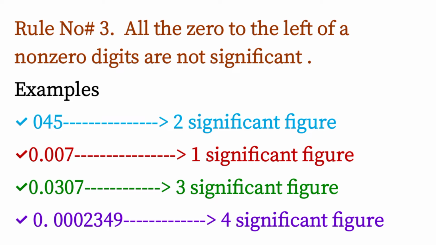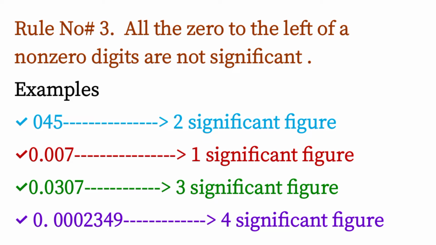Then example number 2, we have got 0.007. These 3 zeros are called the leading zeros. So we have got only 1 significant figure. Example 3, 0.0307. Now the first two zeros are not significant, but remember that we talked about when a zero is in the middle of two non-zero digits, it is significant. So meaning we have got three significant figures in this question.